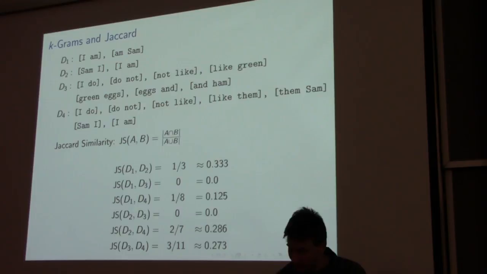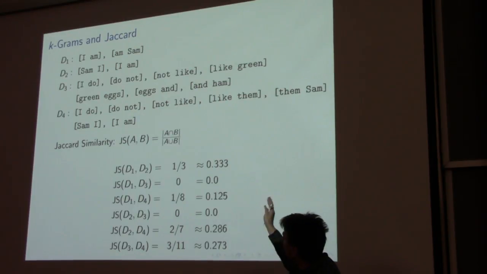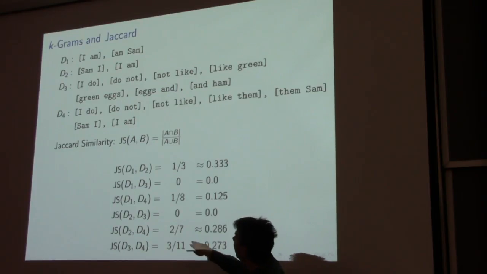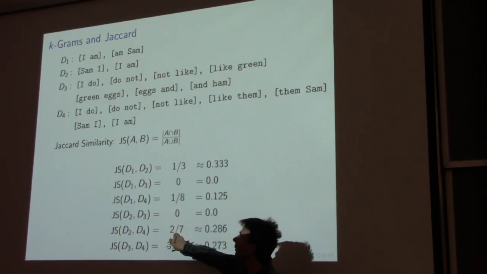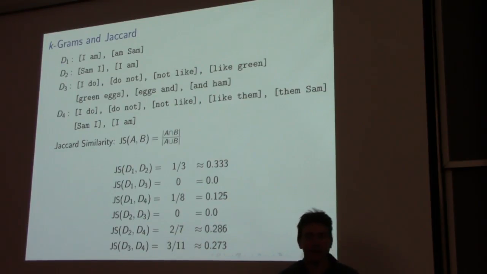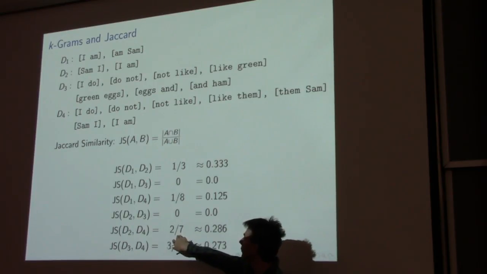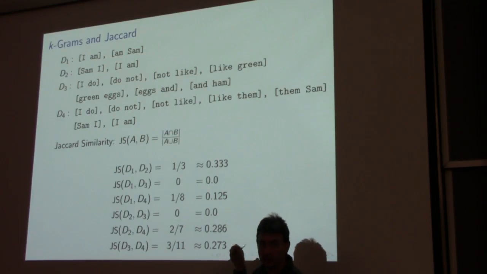Okay, let's look at the rest of them. D2 and D3 also have no similarity. D3 seems to be kind of the outlier here. D2 and D4, they have 2 out of 7. They both have "Sam I am" in them, right? So the intersection's a bit, the union's a bit smaller, and so this is a bigger similarity than D1 and D4. It's pretty significantly different in these small data sets.